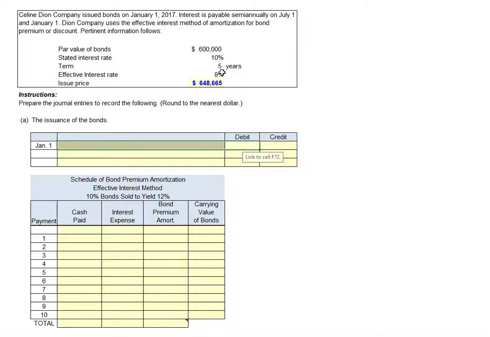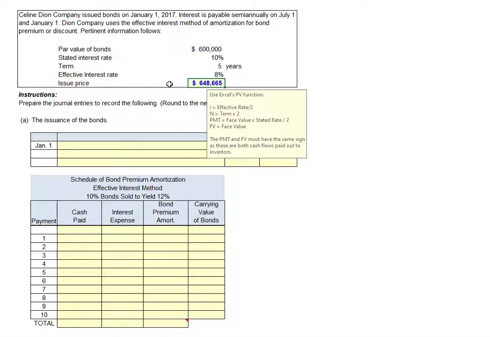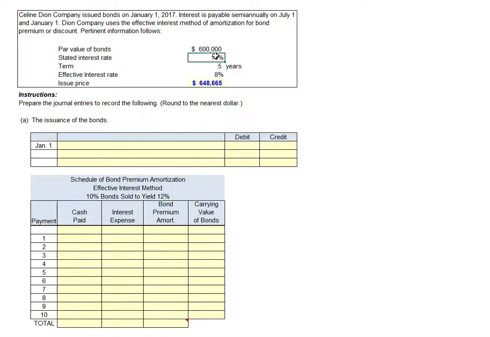In this case, investors have an effective interest rate, or are expecting an 8% rate of return, based on their assessment of our company's risk. If our bonds are paying a stated interest rate of 10%, these look like fantastic bonds. Everyone will want to buy them at their par value of $600,000. We'll have enough demand that we can raise the price. We will raise the price until we end up with an issue price of $648,665.